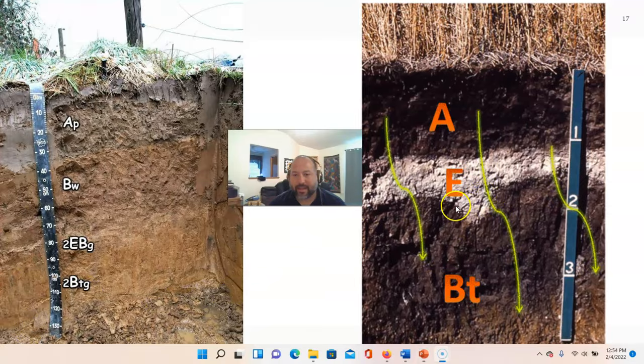So then we see that strong leaching layer that leads to this BT. T is the idea of an accumulation of silicate clays. So that's what that T stands for there on the right. On the left here, you see another one of these AP layers. So that's our topsoil that's been plowed or cultivated in some way.